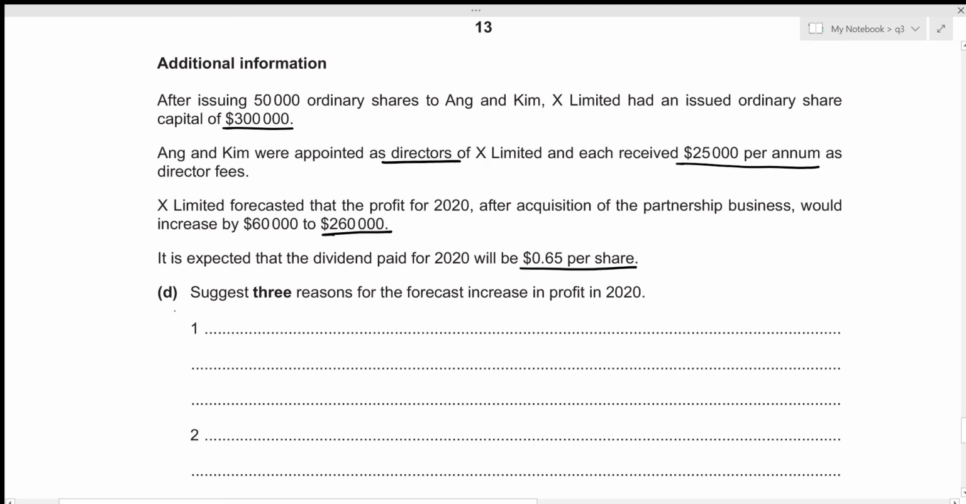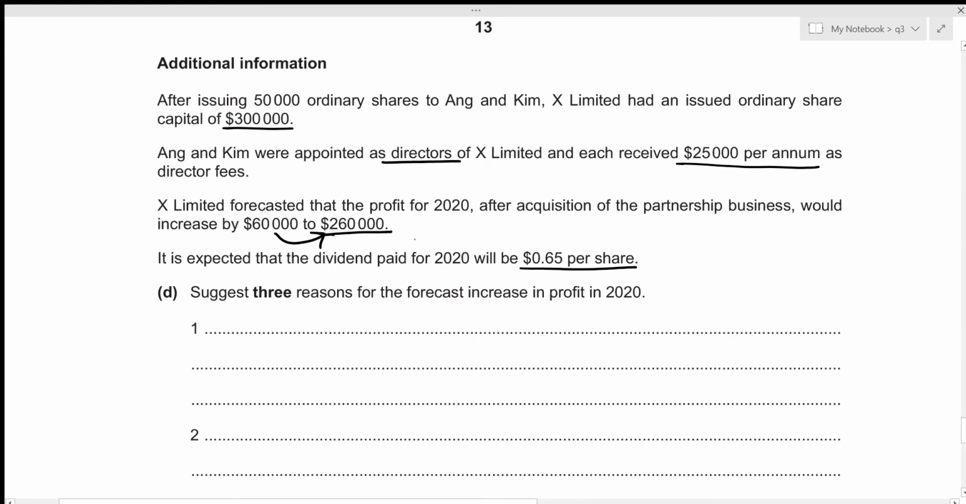Alright, now for the fourth part of this question, we need to suggest 3 reasons for the forecast increase in profit in 2020. So we can see that the forecast is being made for an increment of profit of 60,000 to 260,000.